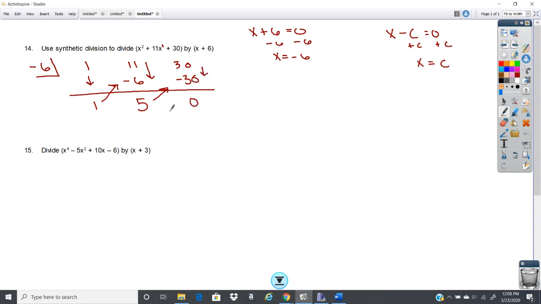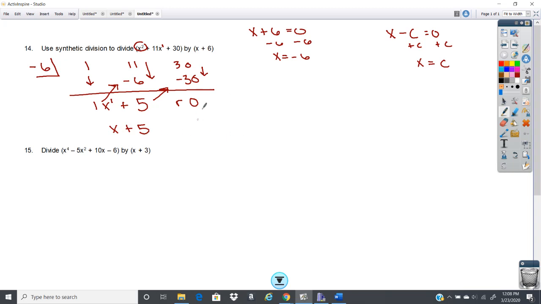Okay, now what do I do with this? I'm going to go 1 degree down. So all I'm doing is reducing by 1 degree when I do synthetic division. So this started with an x squared. So this is an x to the first, and then that's a coefficient, and then that is your remainder, which in this case is just 0. So our answer is just x plus 5.